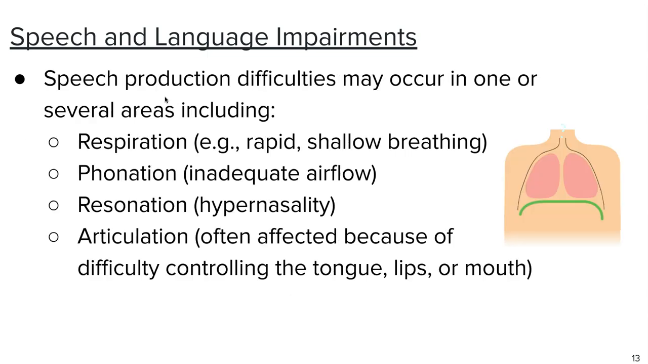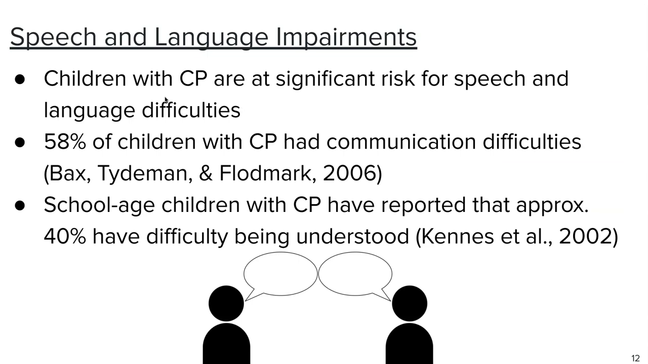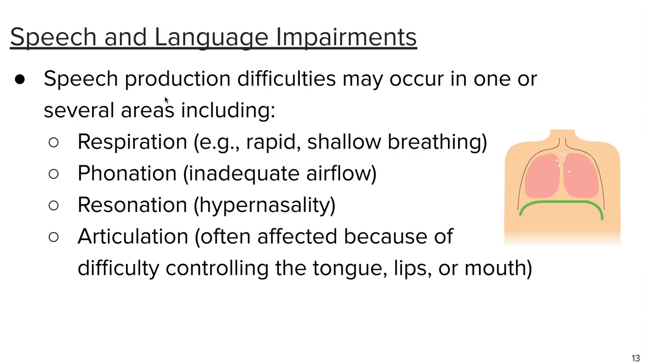Children with CP are at significant risk for speech and language difficulties. So about 58% of kids are going to have a communication difficulty overall. School-age kids with CP report that about 40% of them will say that they have difficulty being understood by others. Right, so communication is a big factor here.